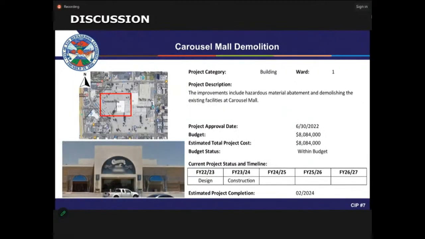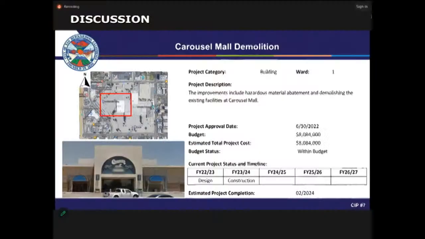Okay, thank you. The next project is Carousel Mall Demolition Project. The proposed improvements include hazmat abatement and demolishing the existing facilities at Carousel Mall facility. The total budget is approximately $8 million. The contractor, again, this is a design-build entity, and the contractor is currently working on the hazmat abatement portion of the project, and the anticipated completion is February 2024.